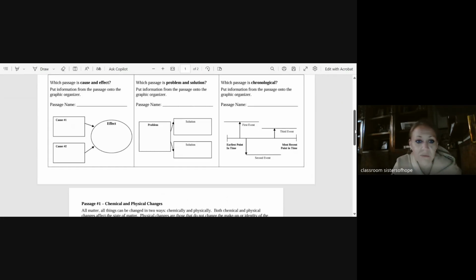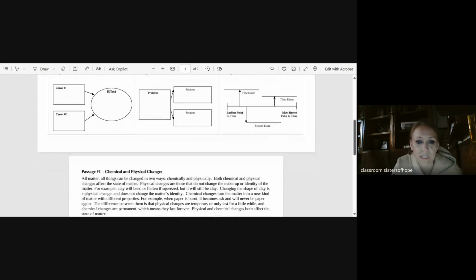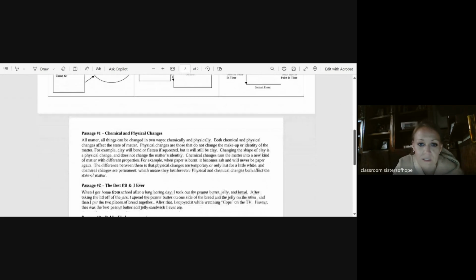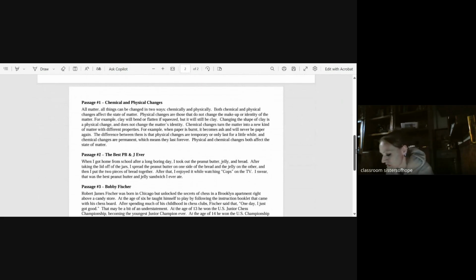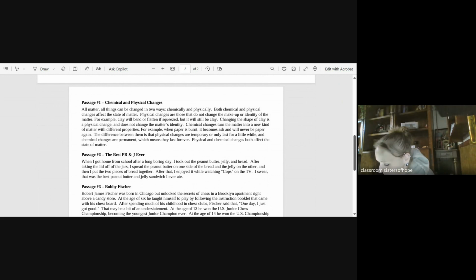So could I get somebody to please read passage 1 for me while I am trying to get this Zoom pulled back up? They aren't going to be difficult passages, I promise.